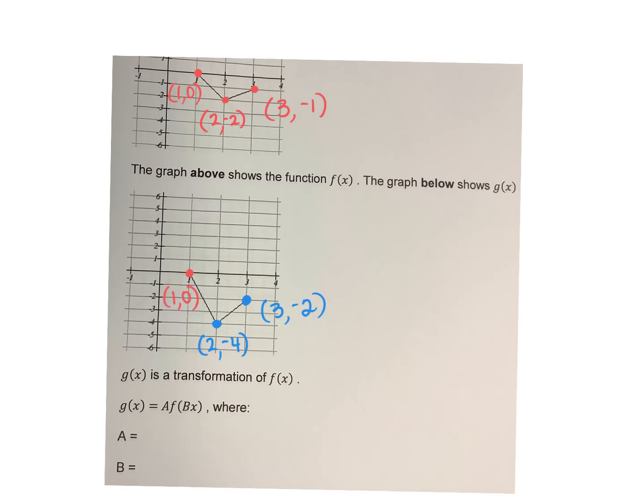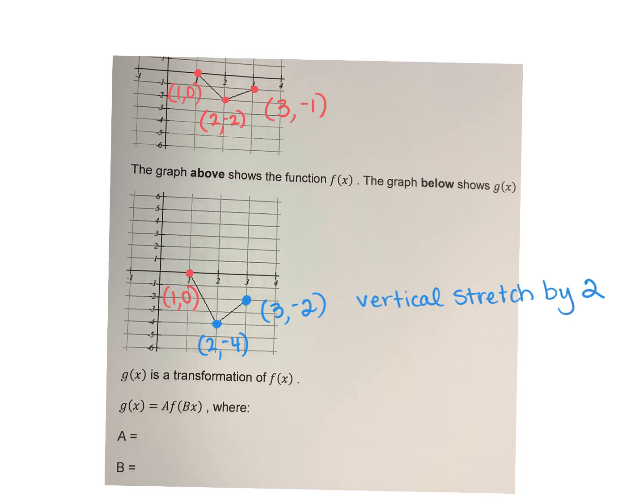All right, so the red point on the bottom did not make any changes. The minimum point went from 2, negative 2 to 2, negative 4. So that looks like I have a vertical stretch by a factor of 2.